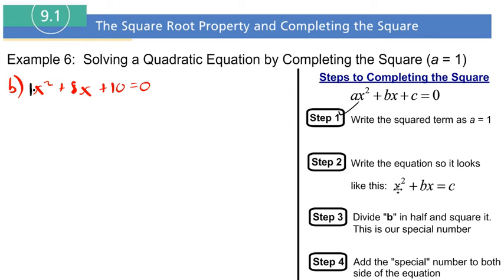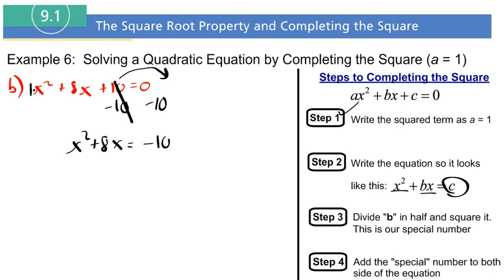Step number 2, write the equation so it looks like this. And what I want you to notice is that the x squared and the x term are on the same side. They're on the left side of the equation. And the c term is on the right side. Okay, so let's leave the x squared and the 8x term there. But I'm going to move this 10 to the right side. So I'm going to subtract 10 from both sides. Okay, so I can get rid of that right there. So that means I have x squared plus 8x equals negative 10. All right, so that right there will complete step number 2.